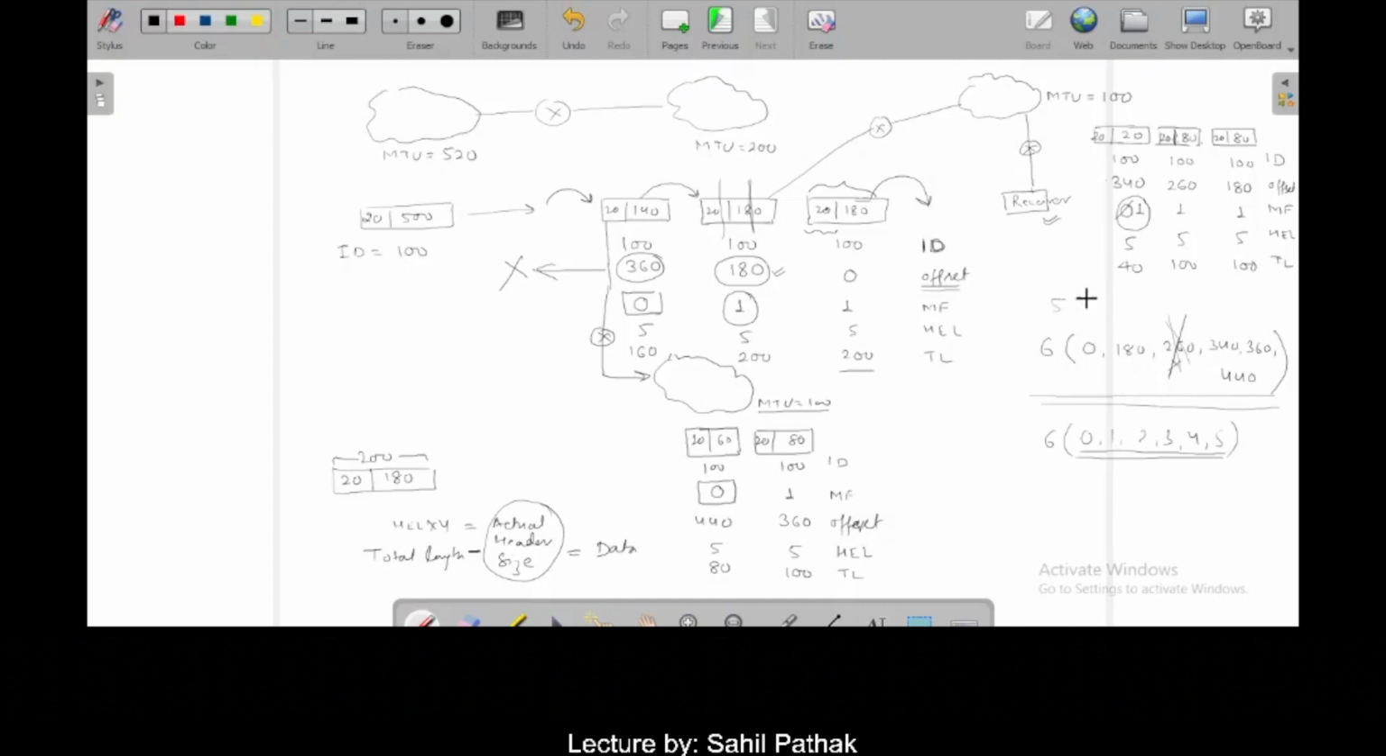It will assume there are 5 fragments: 0, 180, then 340, and then 360 and 440. Because by looking at the offset value, it will know there are no data bytes ahead of this, so this would be the first fragment. And by looking at the MF field it will know this is the last fragment, there is no other fragment after this. If any fragment in between goes missing, there is no way the receiver can check it in this method. So how is the receiver going to check this?